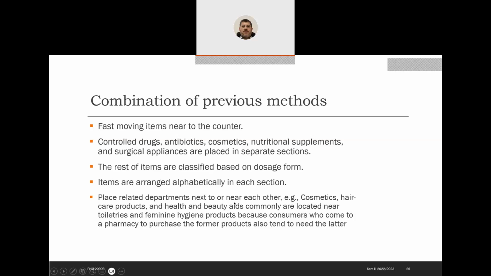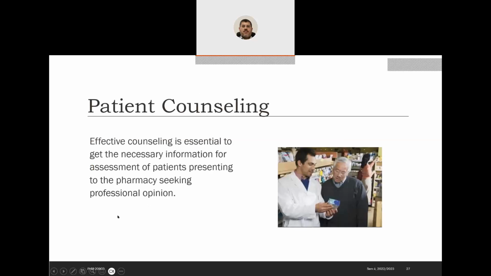Also place related departments next or near to each other. For example, cosmetics, hair care products, health and beauty aids are usually located near to toiletries and feminine hygiene products, because consumers who come to a pharmacy to purchase the former products also tend to need the latter ones. They come to buy cosmetics, hair products, and other feminine hygiene products and toiletries all together.